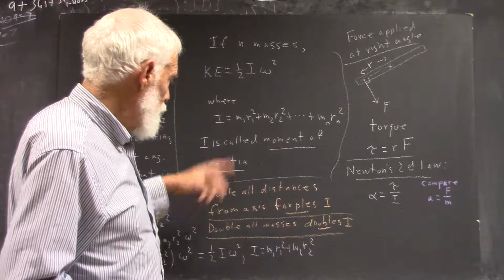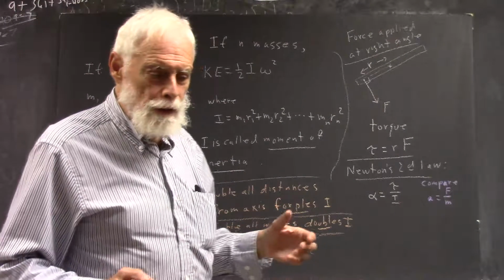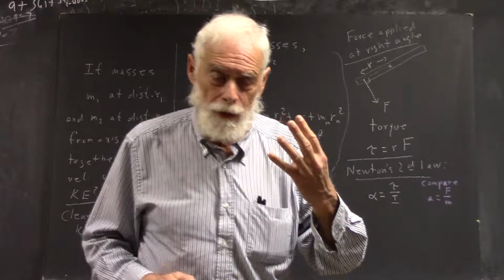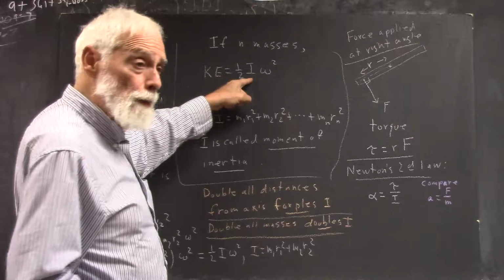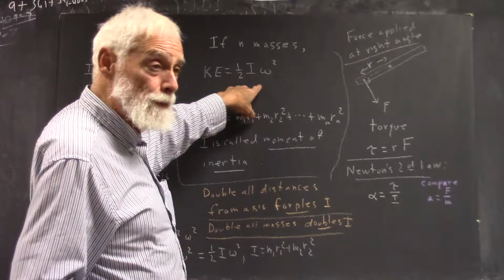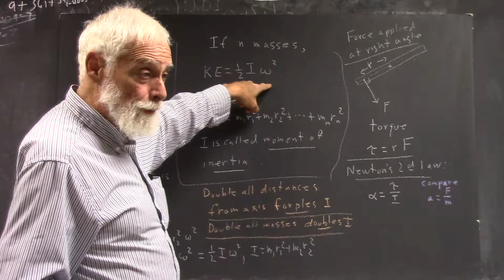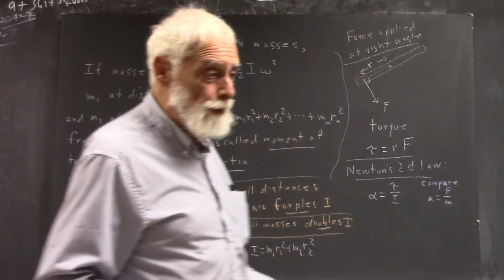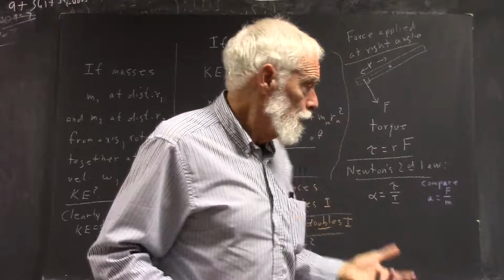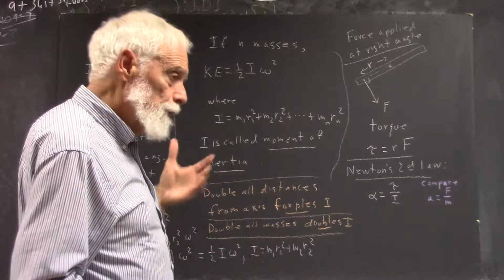So I'm saying now that if you double all the distances from the axis, it doesn't just get twice as hard to rotate, it gets 4 times as hard because you have 4 times the moment of inertia. And you're going to have to put in 4 times the kinetic energy to get it up to that angular velocity, which means you're going to have to do 4 times as much work. You're going to burn 4 times as many Cheerios. Very simple idea, but it's extremely important.